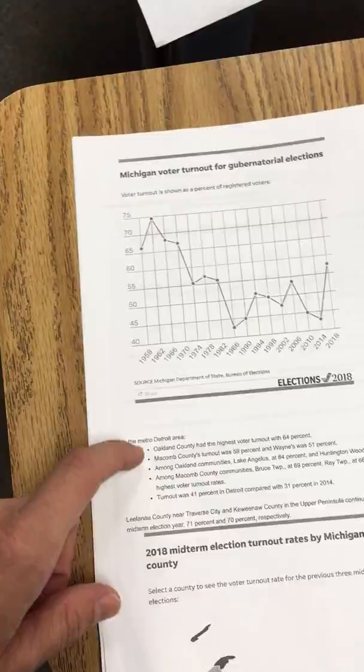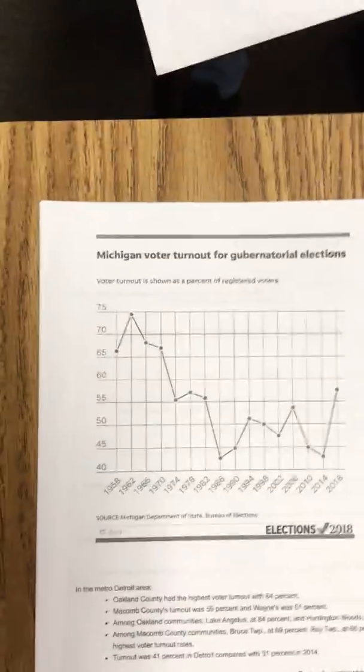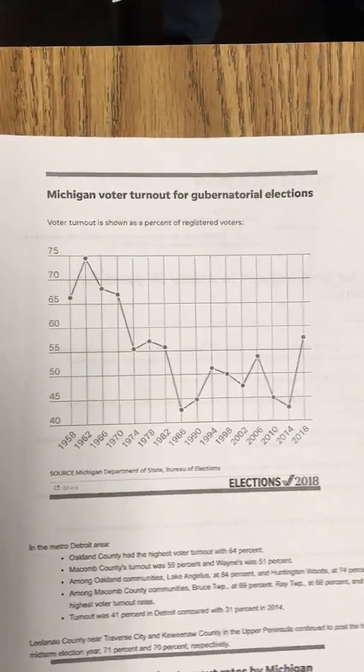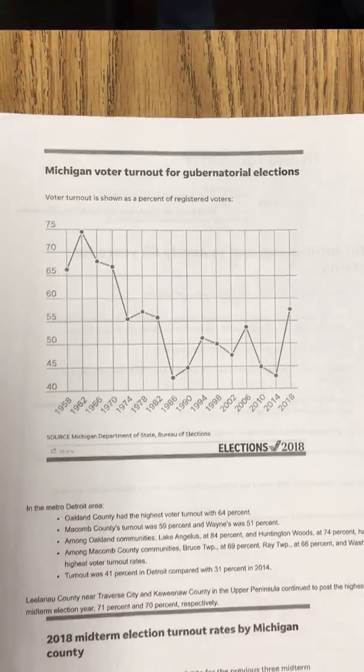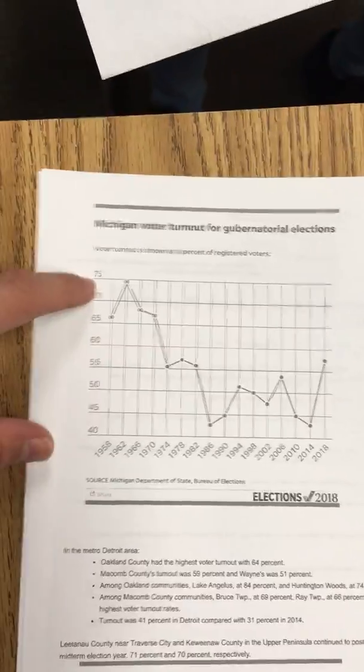I think that part might be more of the main text, what's happening in the text. So if you're looking at this graph, Michigan voter turnout for gubernatorial elections, voter turnout is shown as a percentage of registered voters. You look at these numbers here. This is what you're going to analyze, the key for this graph, and it tells you what the graph is analyzing and demonstrating visually.